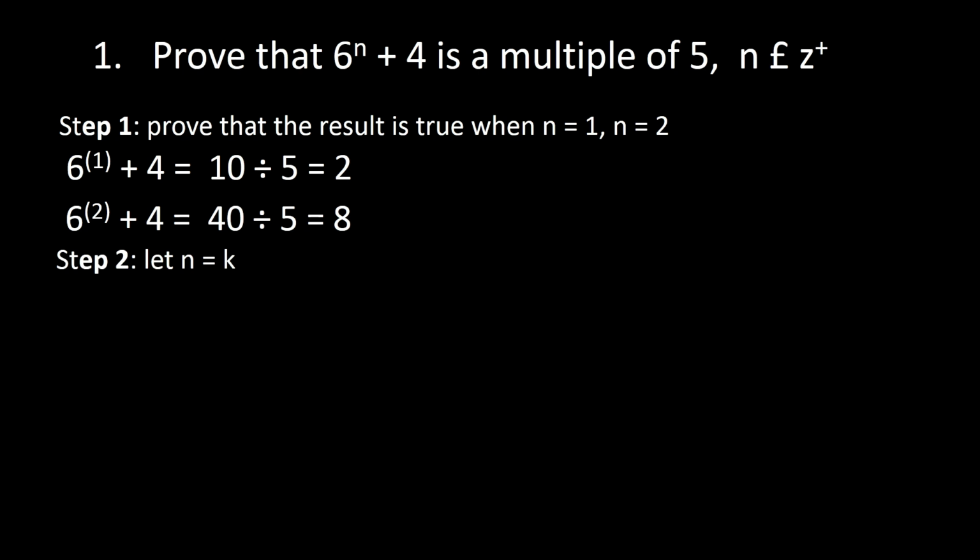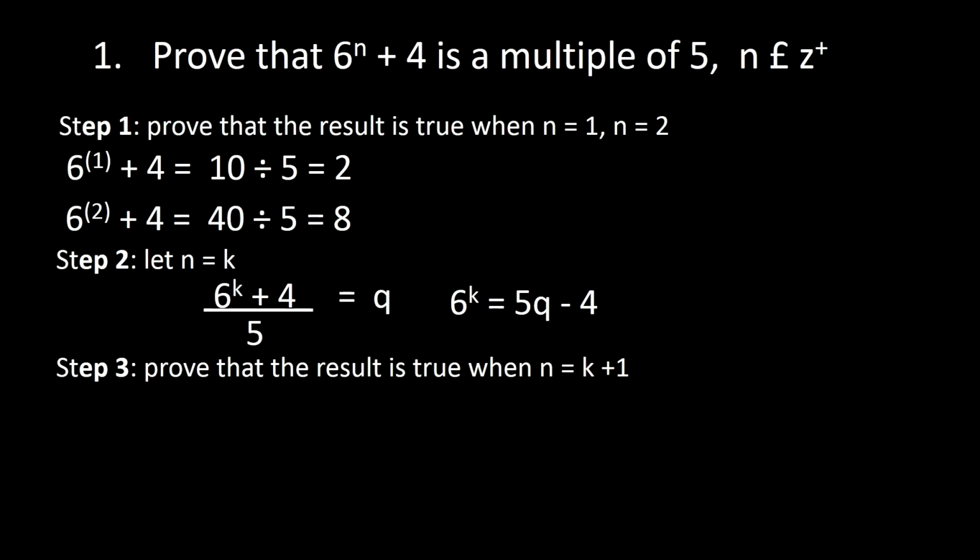So step 2, let n be equal to k. So we're going to make n k now. So we'll say 6 raised to the power k plus 4 divided by 5 is equal to q. That q is representing the answer if we divide it by 5. We are going to make 6 raised to the power k the subject, which equals 5q minus 4. 6 raised to the power k is equal to 5q minus 4.